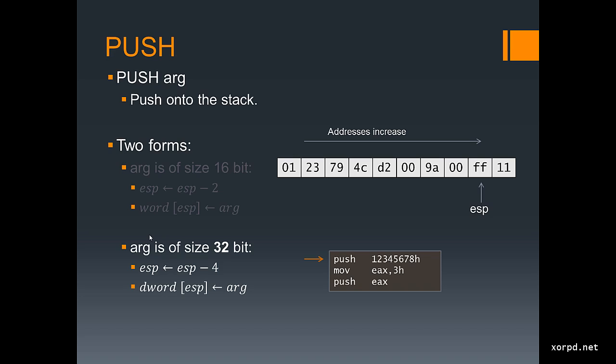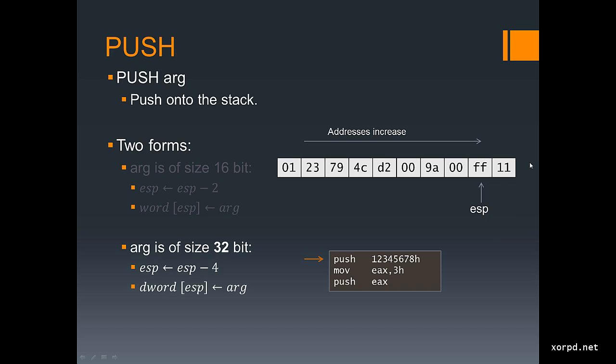Let's take a look at a simple example of using the push instruction. Here we can see two different types of the push instruction. In the first type, we push an immediate into the stack, and in the second form, we push a register into the stack. By the way, you can also push the contents of a memory location into the stack. So let's see what happens.